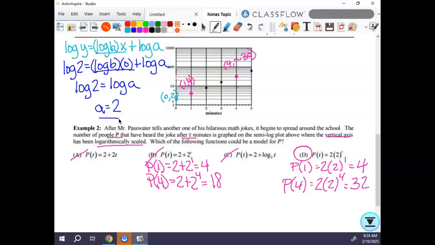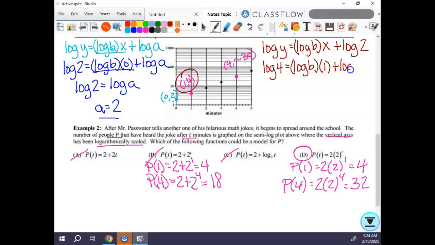All right, so now I'm just going to rewrite it with the log of 2 there. So I have log of y equals log of b, which I don't know, times x plus the log of 2, because I do know a now. So I have x, y, and b as my unknowns. If I use another ordered pair, this is an ordered pair I know for sure, substitute that in there, then I can find my other unknown. So now log of 4 equals log of b, which I don't know, times x, which is 1, plus the log of 2. Any questions about where anything's coming from? Just substituting in that ordered pair.